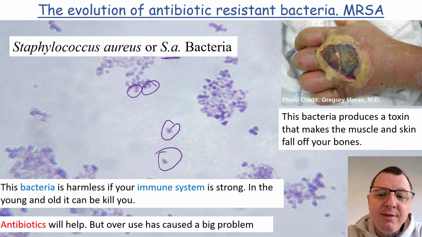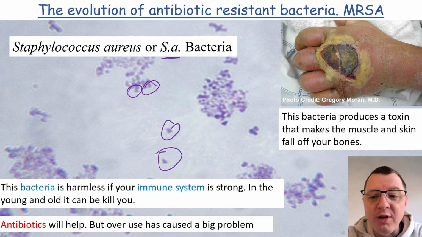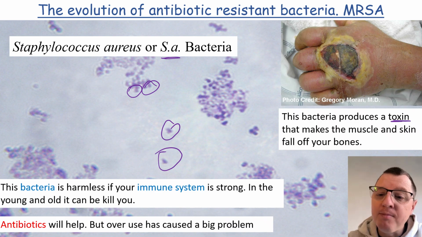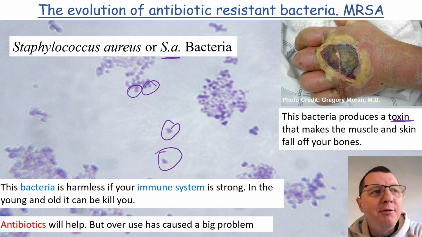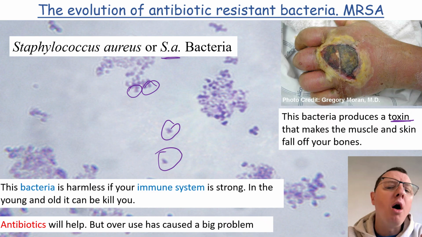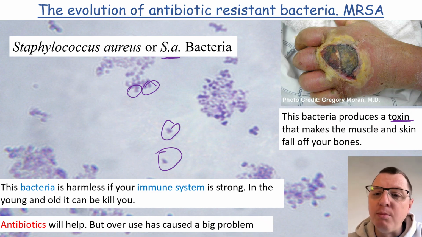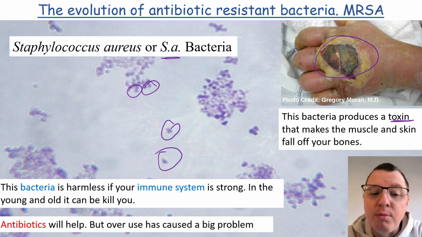However, if this bacteria can get inside your body, into the muscle tissues, into the blood, into the organ tissues, then the bacteria begins to produce a toxin. And this toxin, in effect, destroys the glue that holds your skin onto your muscle, and it destroys the glue that holds your muscle onto your bones. So in effect, your skin begins to peel off, and then your muscle begins to fall off, exposing your bones underneath. It's an incredibly painful and unpleasant disease.